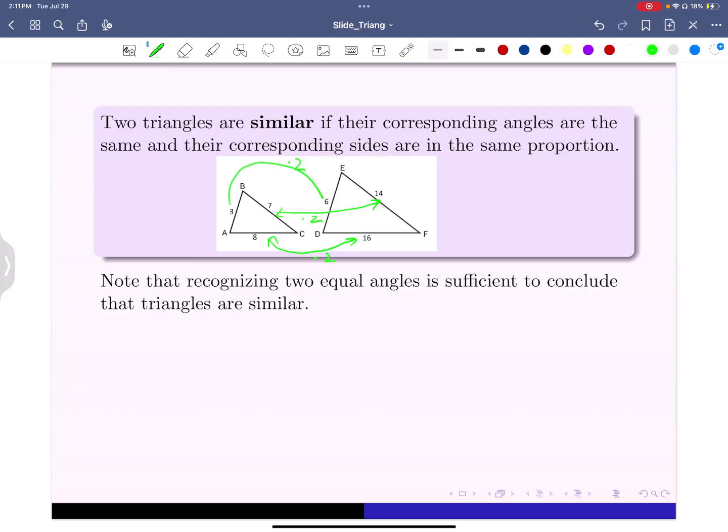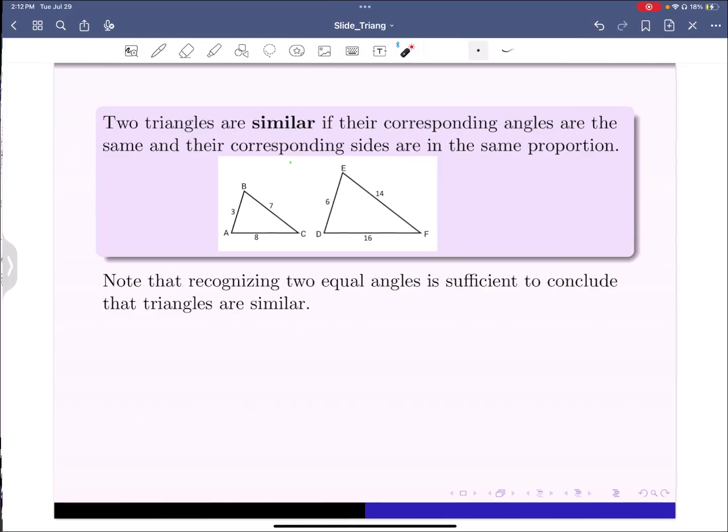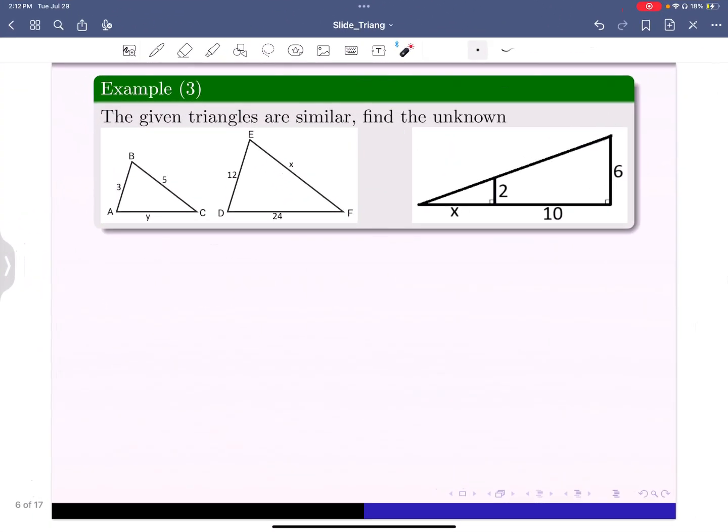Note that recognizing two equal sides is sufficient to conclude that the triangles are similar, because if two angles are equal, the sum of the angles is 180, which means the third angle will also be equal. Given the triangles are similar, find the unknown.